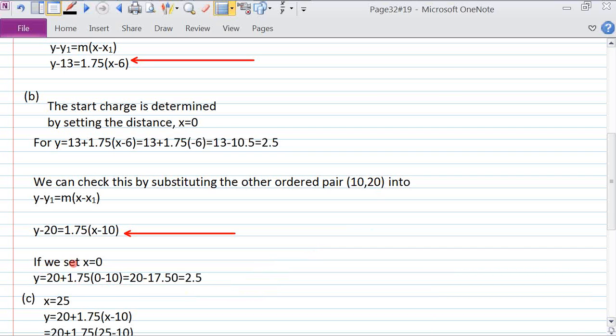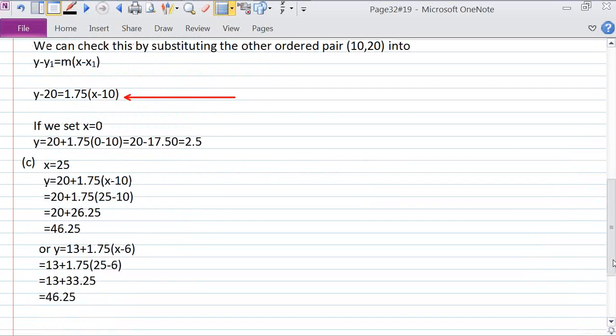And if we use this equation and we set x to 0, as we did up here, we come out that y equals 20 plus 1.75 times 0 minus 10, because we're replacing the x with the 0. So it's 20 minus 17.5, which is 2.5. So we get exactly the same value as the start charge. This equation here and this one are the same. It's just that we've used a different set of ordered pairs.